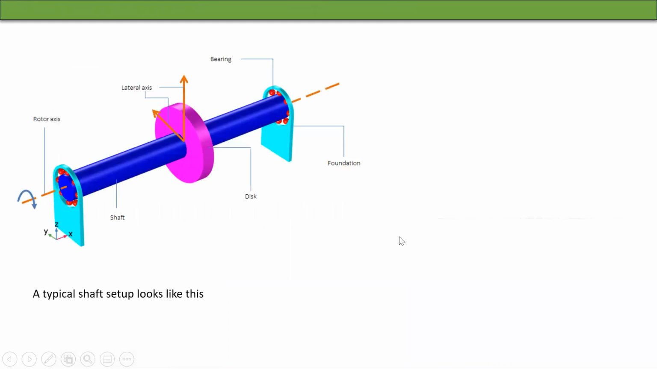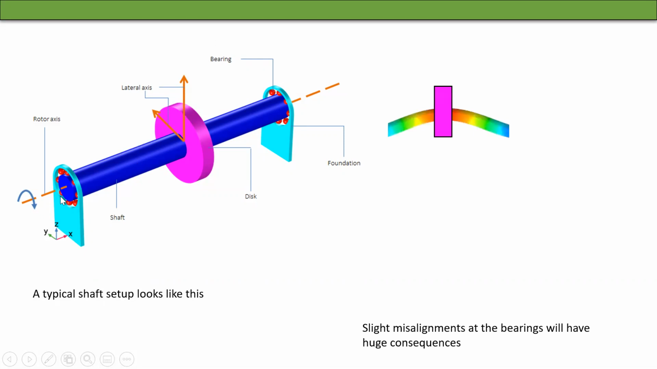Okay, a typical shaft setup looks like this. You have a central shaft, bearings on both sides, and remember bearings are supposed to be pin joints, which is rotating, and then there is a shaft in which there are two lateral axes. This is the axial and these are the two lateral directions. Okay, and the shaft is usually modeled like a disc. So this is a typical arrangement. What matters is that at the bearings, slight misalignments at the bearings will cause huge problems.